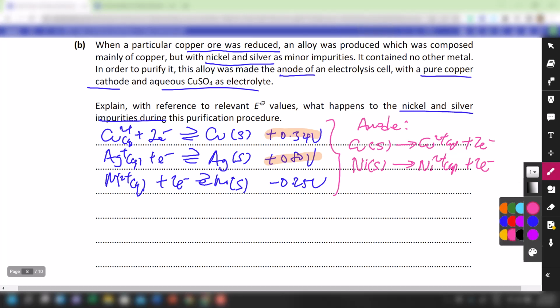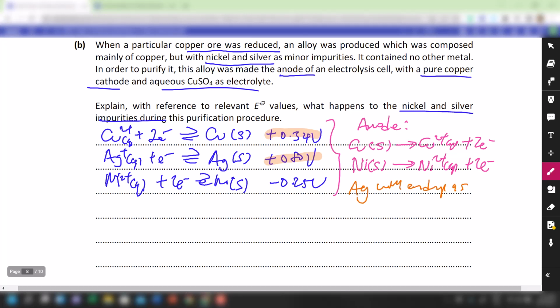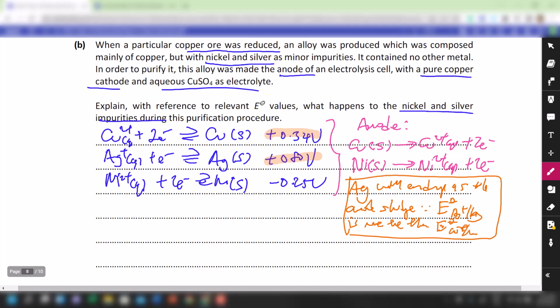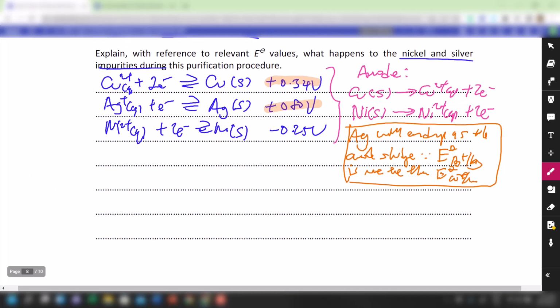Then what is going to happen to silver? Silver will end up as the anode sludge. The reason being, the reduction potential of silver 1 to silver is more positive than that of copper 2 to copper. So it's important for you to highlight this particular reason when you explain. Okay, so you end up with the anode sludge, and then after that, how should you go on to explain?